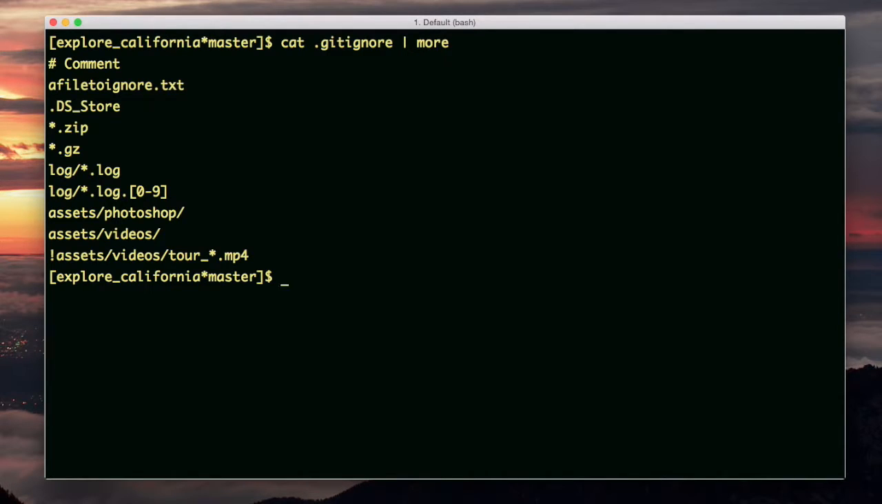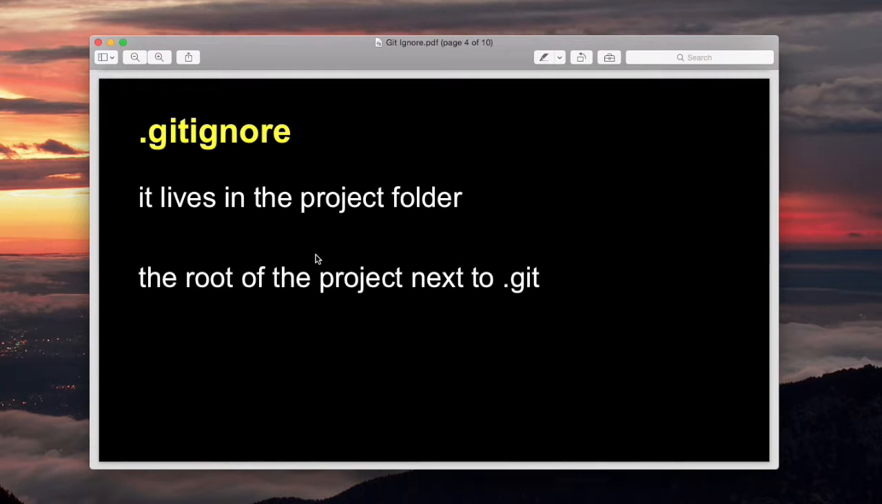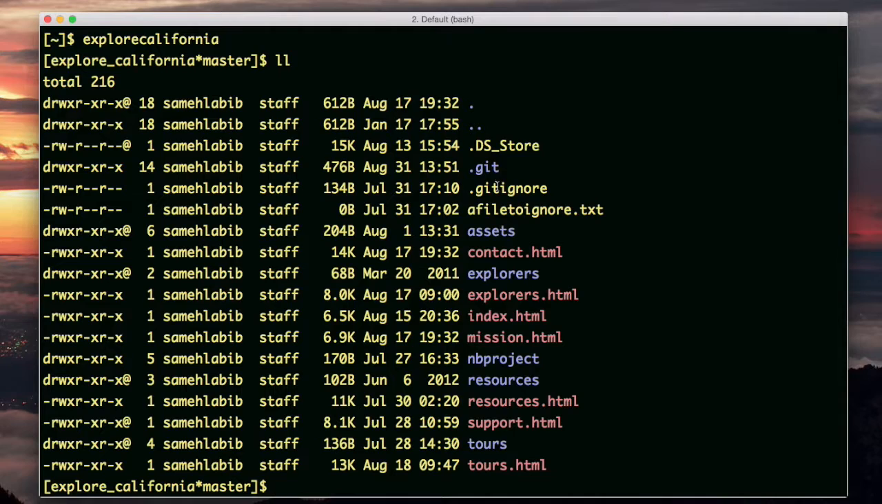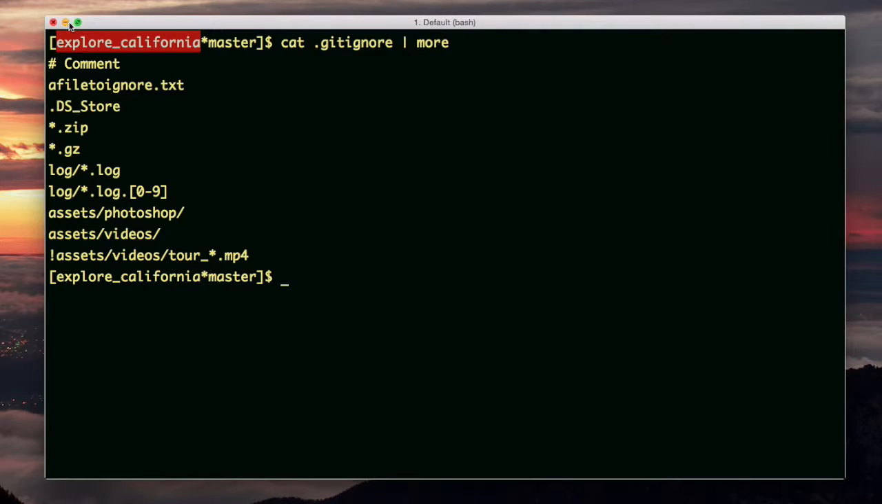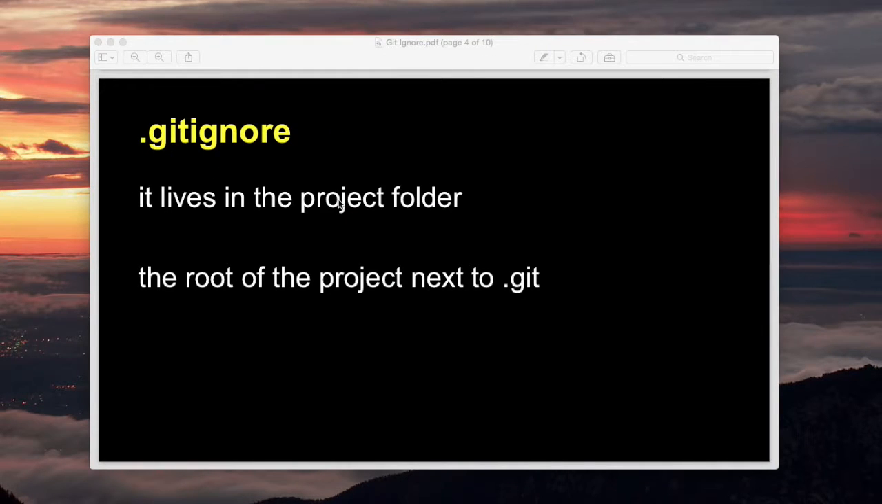Okay, this is the content of my .gitignore for this project up here. Now let's put this to the side. .gitignore lives in the project folder. See the .git hidden folder? Right next to it is .gitignore. So this is where the .gitignore file lives. It lives in the main folder for your project, right next to the .git folder. See, right there I said it.